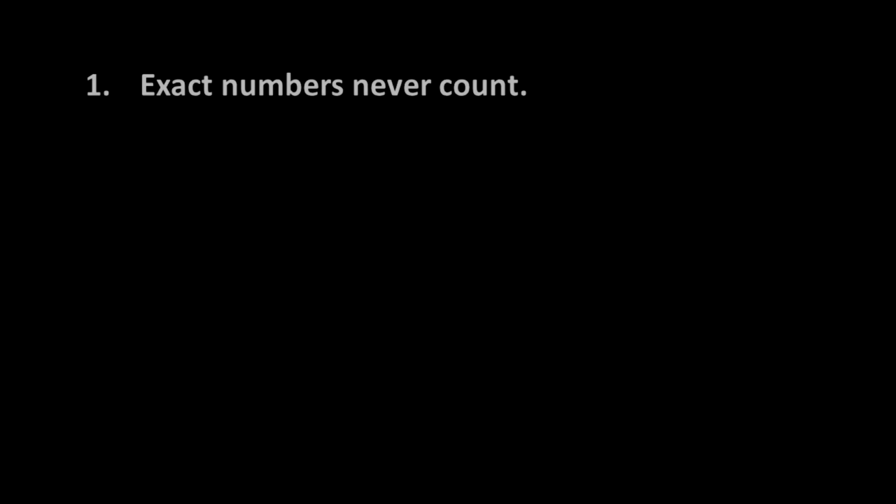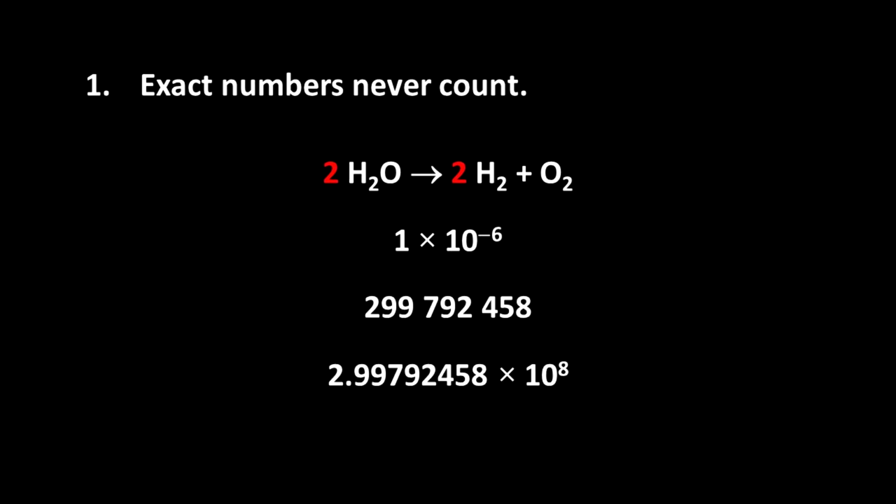This single set of rules applies to both decimal and normalized scientific notation. It's all you need to remember in order to count sig figs correctly every time. Exact numbers never count. For example, a balancing coefficient for a chemical equation doesn't count. A prefix multiplier in scientific notation doesn't count. And a defining constant set to be exact in either decimal or scientific notation doesn't count.